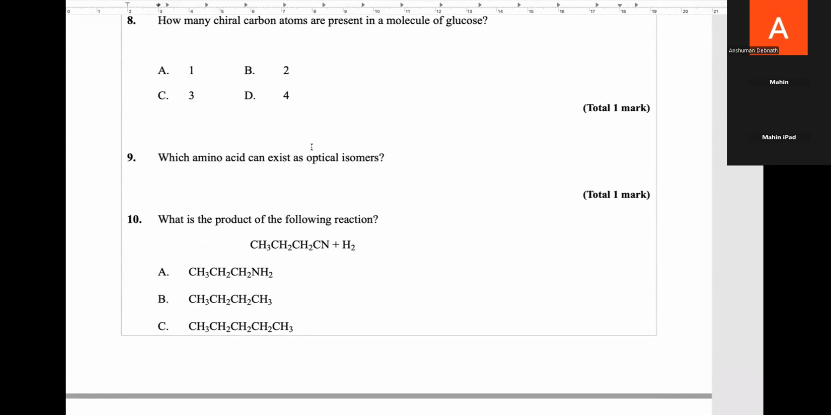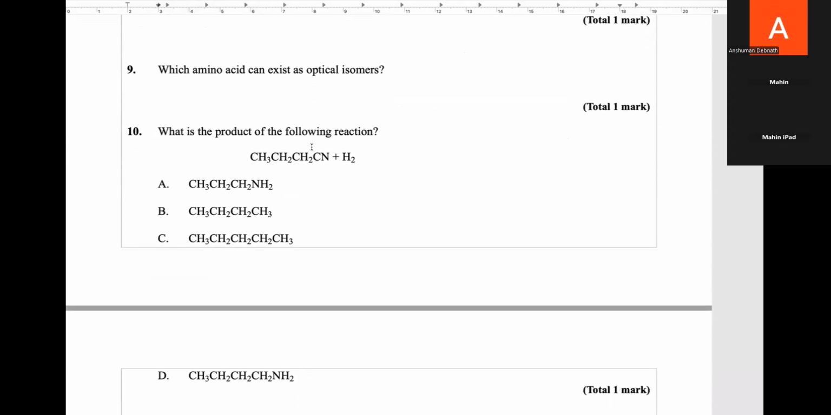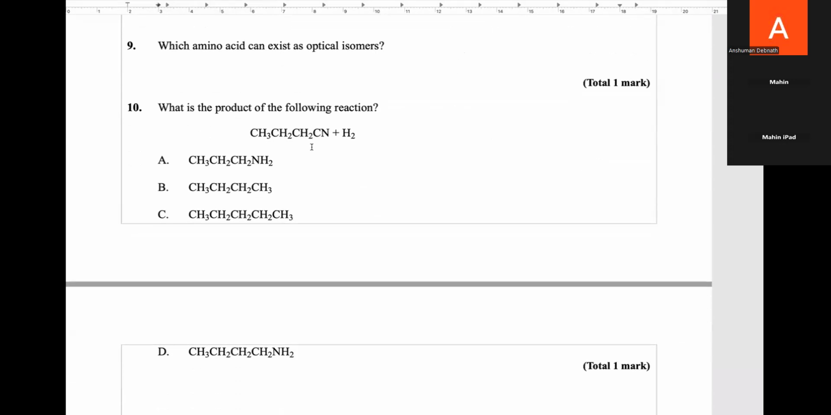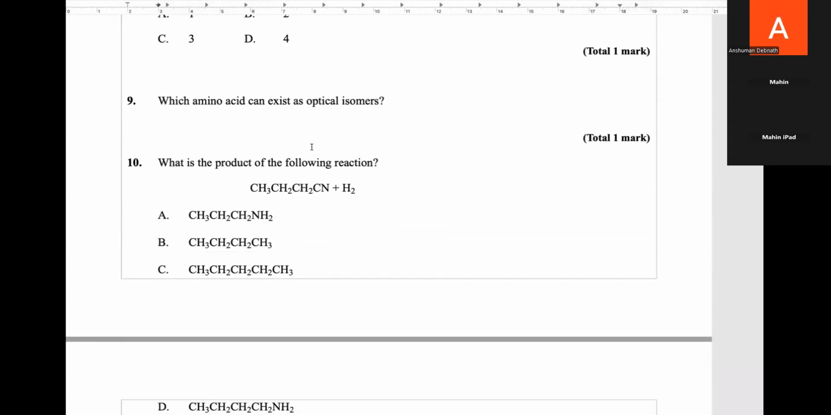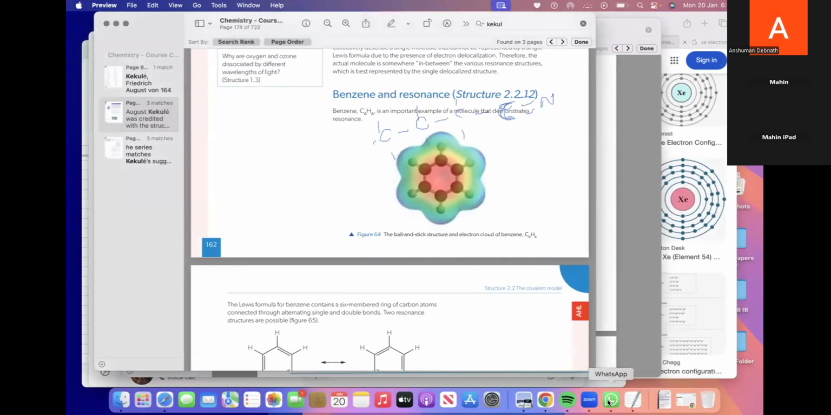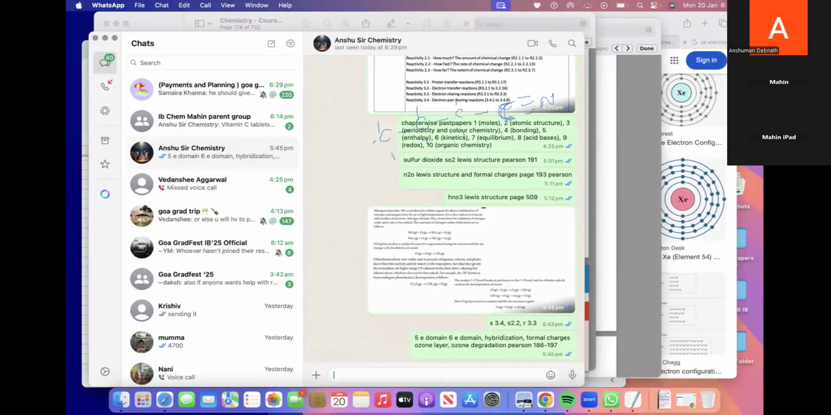Which one, though? Wait, this is question number 10. No, don't do this. Just learn. It can come in your exams. See, the nitrile group is this, right? Send me a message, please: page number 470, Pearson, to revise functional groups.